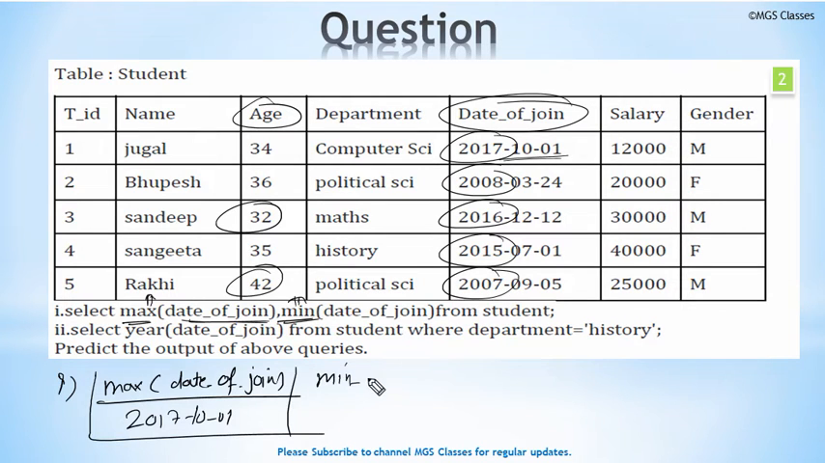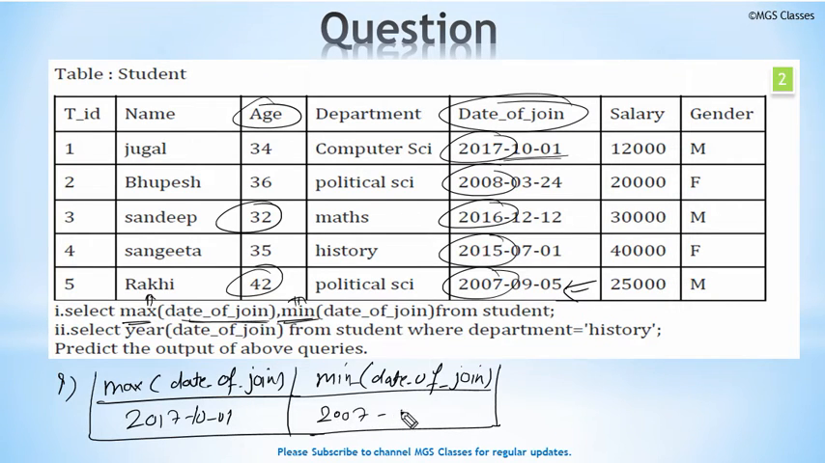Or in case of min of date of join, if you apply the min function on this date column, date of join, then it will return the oldest date. Oldest date from today is what? The oldest year is here 2007, so it is the oldest date. So 2007-09-05. So you need to remember, if the max function is applied on an integer column, then it will return the integer maximum, and if the min function is applied on the integer column, then it will return the numeric minimum value.